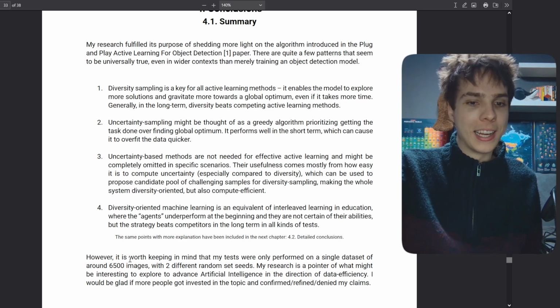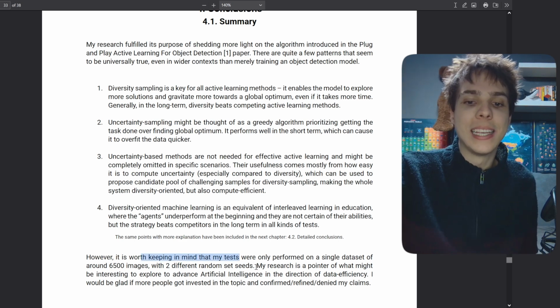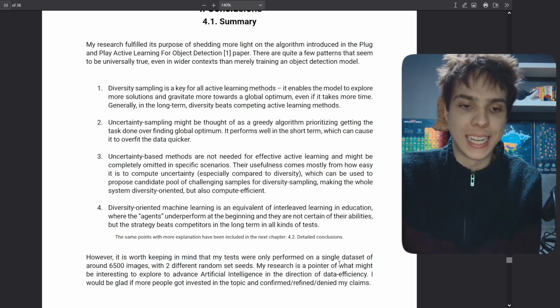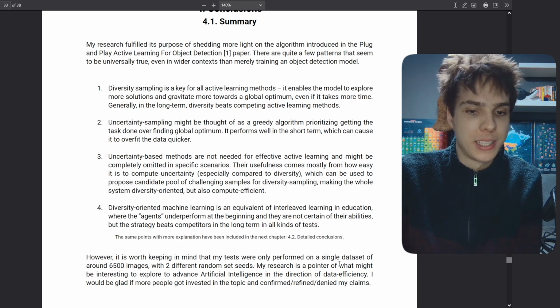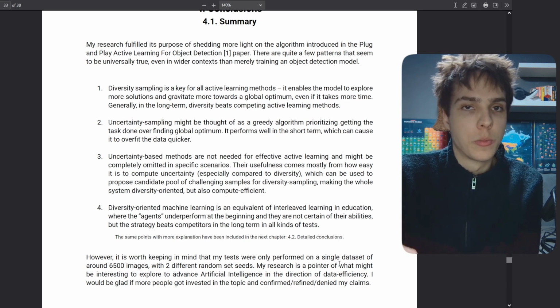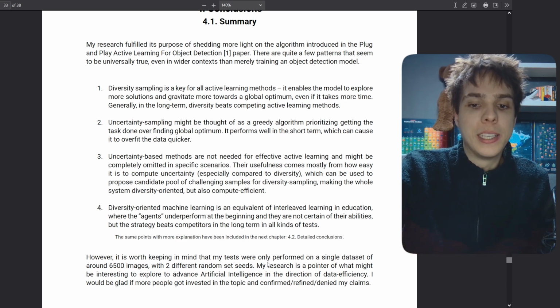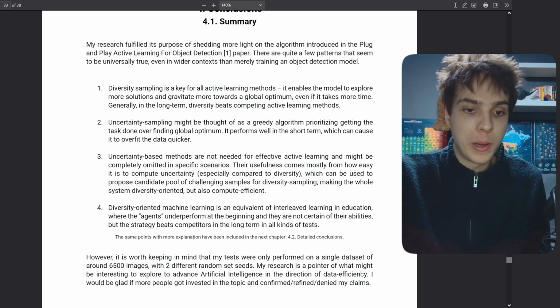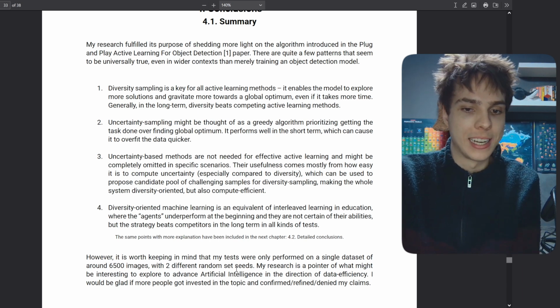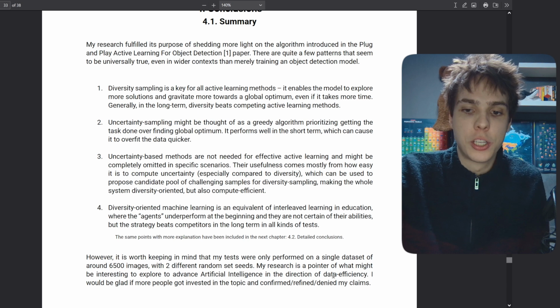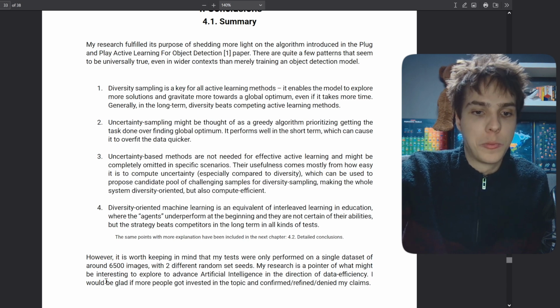However, it is worth keeping in mind that my tests were only performed on a single dataset with around 6,000 images with 2 different random seeds. My research is a pointer of what might be interesting to explore to advance artificial intelligence in the direction of data efficiency. I would be glad if more people got invested in the topic and confirmed, refined, or denied my claims.